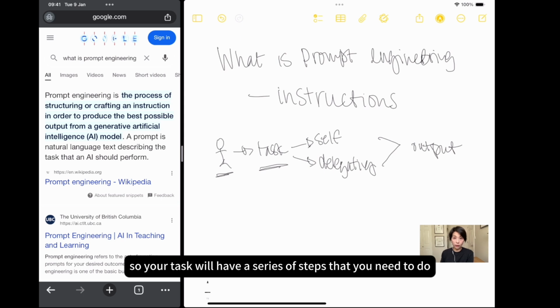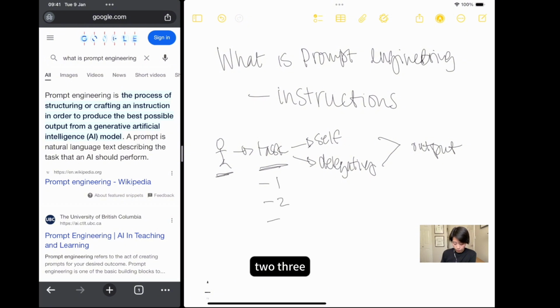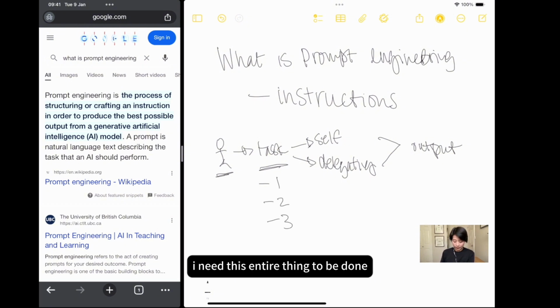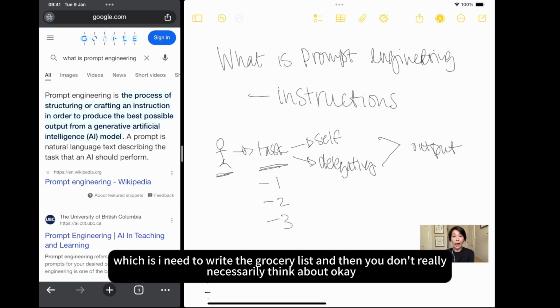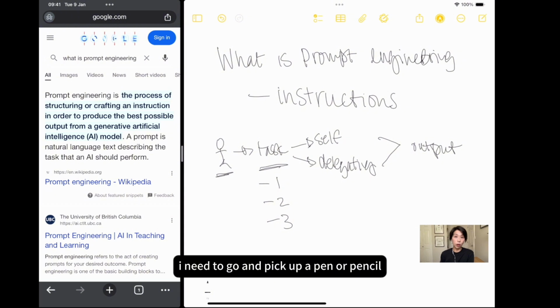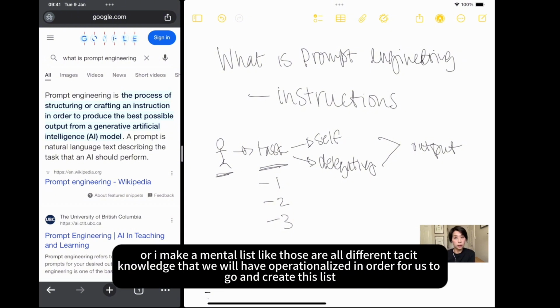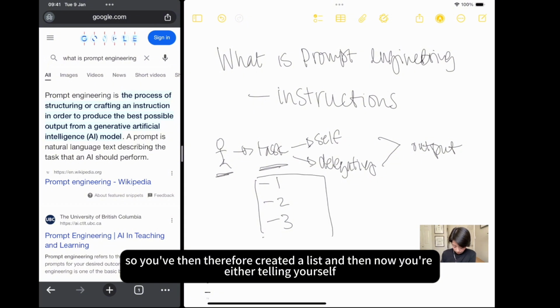So your task will have a series of steps that you need to do. Whether you have formally listed the tasks as 1, 2, 3, or you're just saying, I need this entire thing to be done, which is I need to write the grocery list. And then you don't really necessarily think about, okay, I need to go and pick up a pen or pencil, or I need to open a notepad or something, or make a mental list. Those are all different tacit knowledge that we will have operationalized in order for us to go and create this list. So you've then therefore created a list.